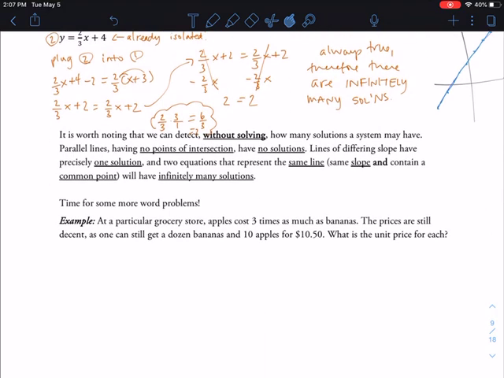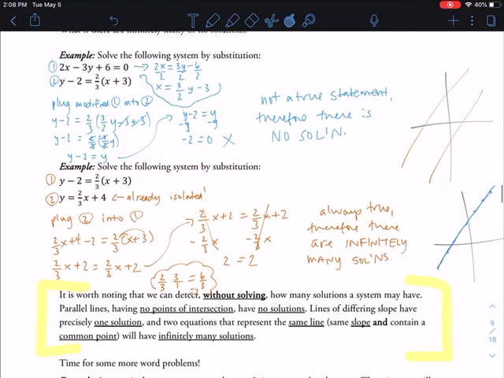All right, now, this is an important paragraph, okay? I would like to do some starring maybe in your notes or some highlighting. It's worth noting that we can detect without solving, keywords here. Hint, this could be on your assignment, how many solutions a system might have. So parallel lines have no points of intersection, right? That's like the diagram I drew up here.